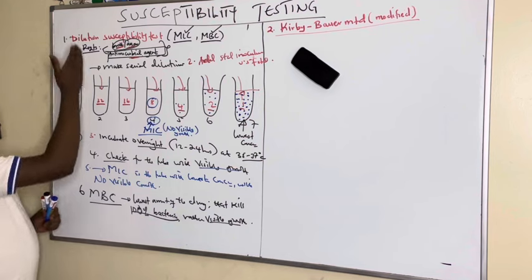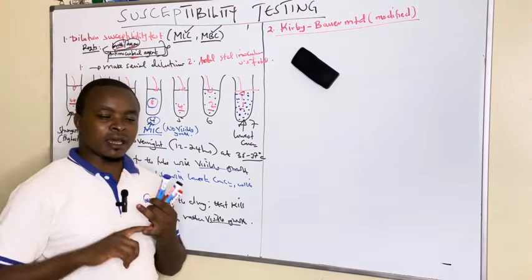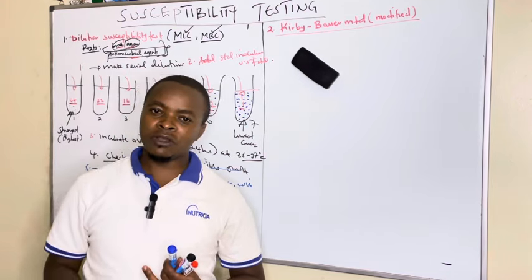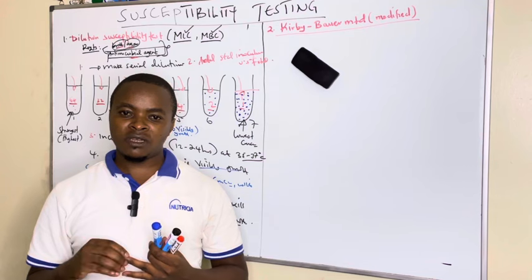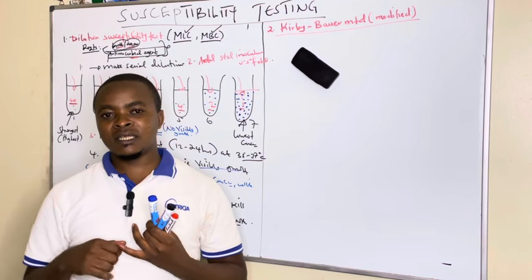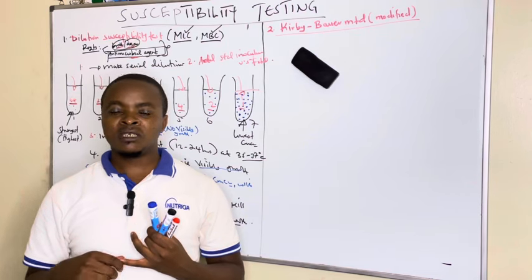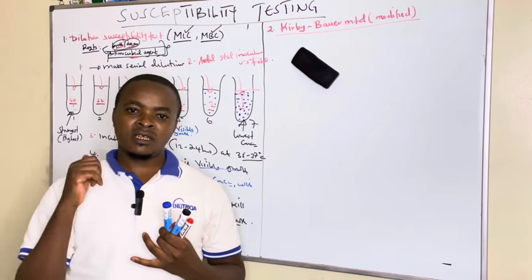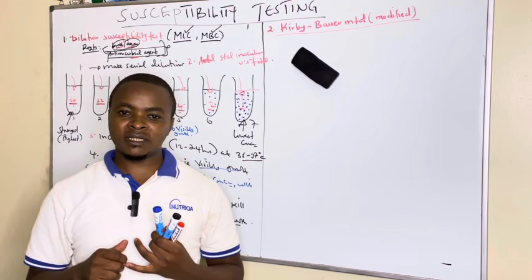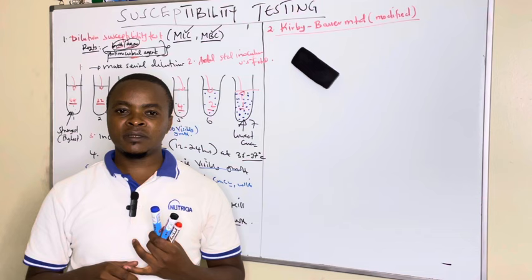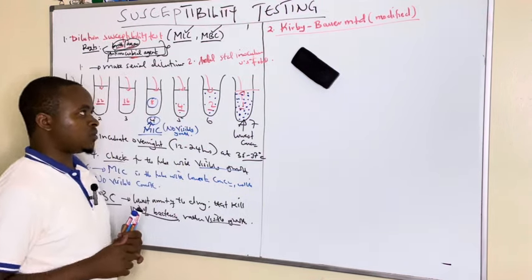So we are saying that this dilution susceptibility testing enables us to determine the MIC of the antimicrobial agent and the MBC of the antimicrobial agent, whereby we have said the MIC is the minimum inhibitory concentration, which is the lowest concentration that shows no visible growth of microorganisms, whereas MBC is the lowest concentration which kills 100% of the microorganisms.